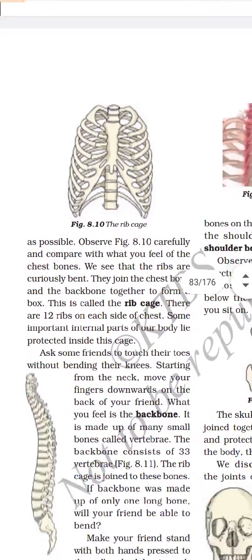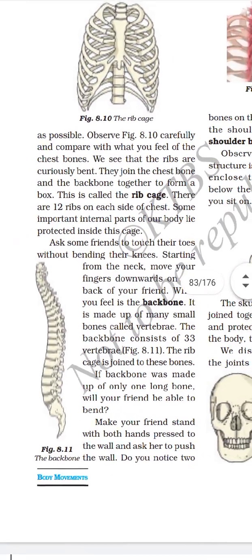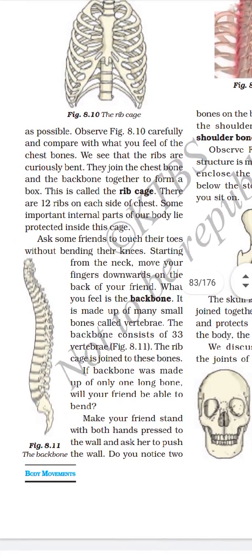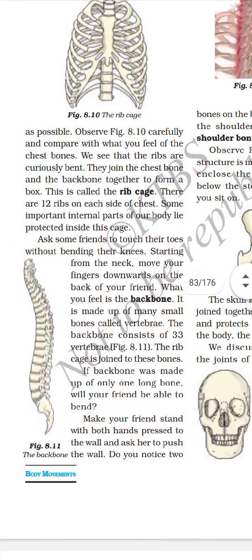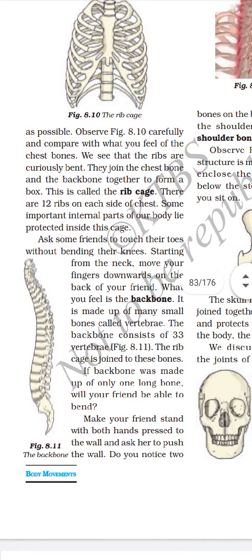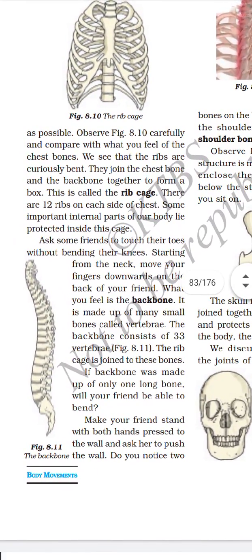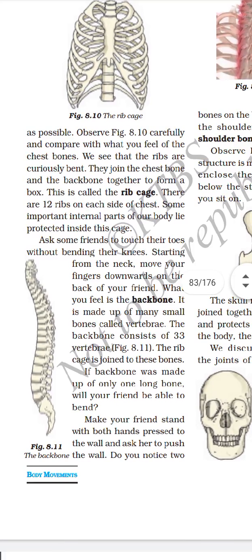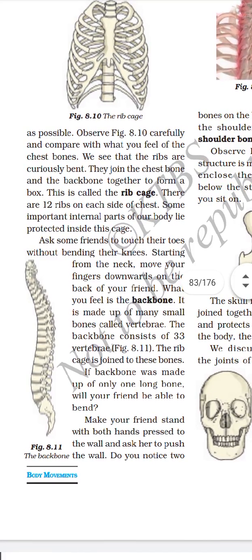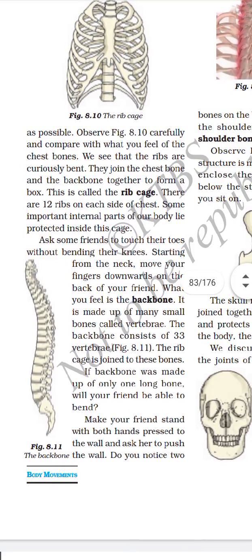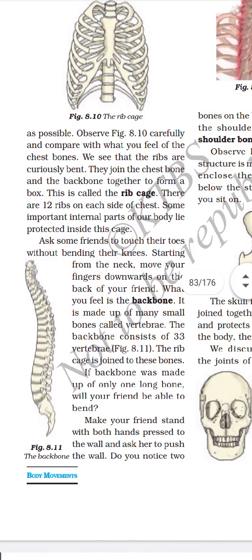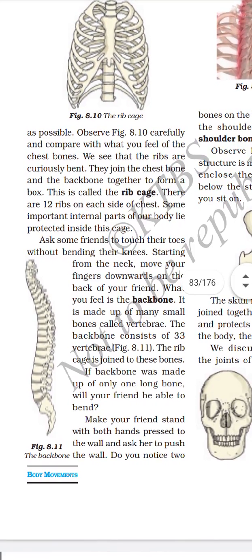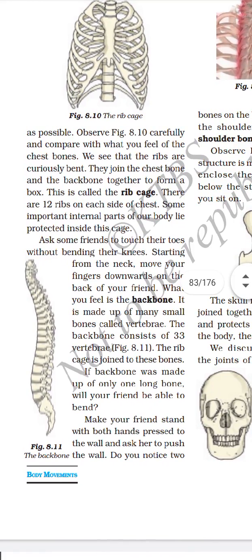Total 12 ribs are there. The backbone is made up of many small bones. It consists of 33 vertebrae. The rib cage is joined to these bones. If the backbone was made up of only one long bone, would your friend be able to bend? No. If the backbone was made up of only one bone, it would be very difficult for us to bend.